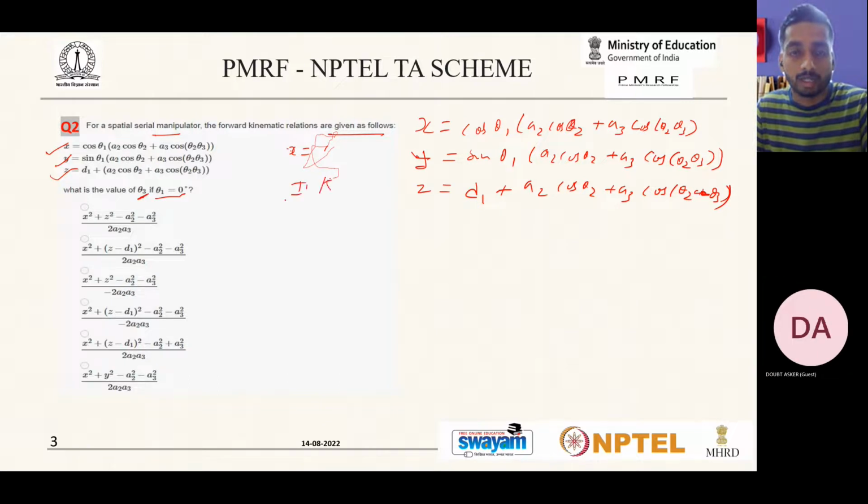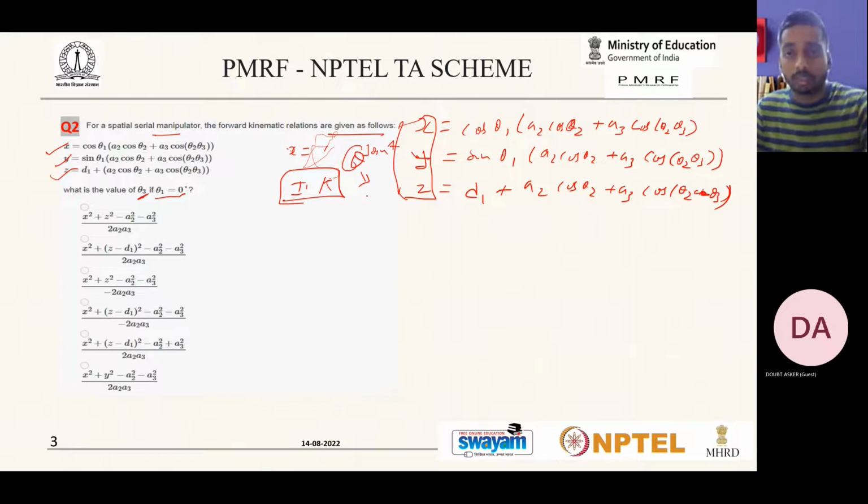Inverse kinematics. We want to find out the theta values, meaning the joint parameters, given the actual positions x, y, z and orientation. So how will you do that? We'll use trigonometry and try to find it out.